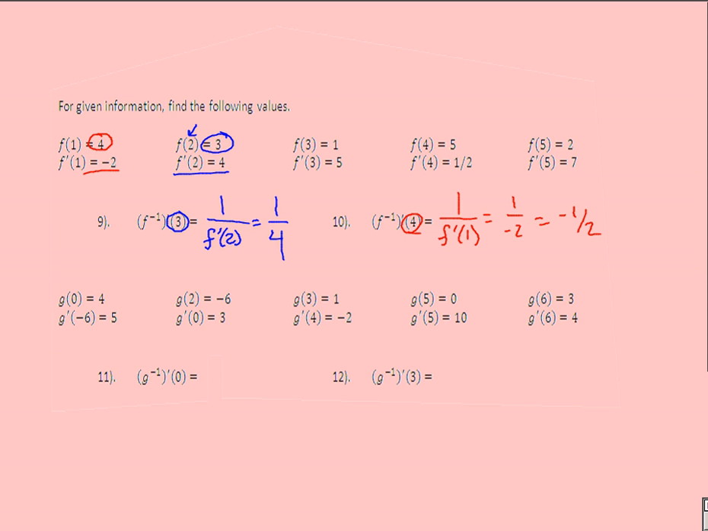For this one down here with the g's, same idea. When does my function equal 0? Equals 0 when my x is 5. So 1 over g prime of 5, which g prime of 5 is just 10. Tells you right there. And the last one, when does my function equal 3? Equals 3 when g is 6. So 1 over g prime of 6. G prime of 6 is 4, so my answer is 1 over 4 for that one as well.